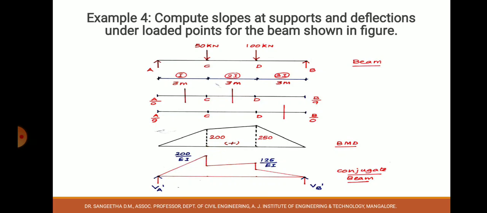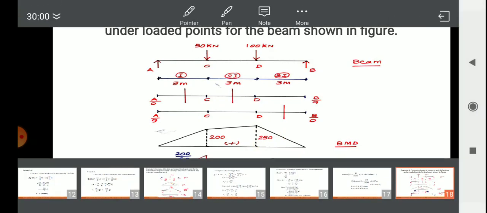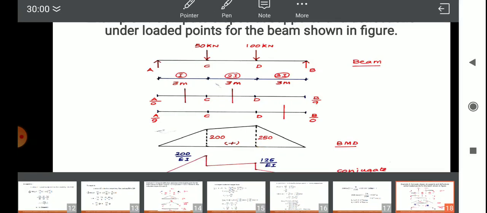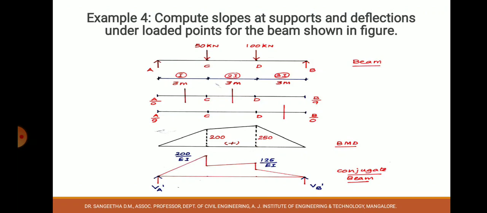And at VB dash, at point D, whatever M you have is 250, but at this point it is 3I, but here it is 2I. So 250 by 3I will be the down value, 250 by 2I will be the topmost value. So here there is a kink here, 250 by 2I will be the top value, and 250 by 3I will be the bottom value, and then it turns to 0. So this is your conjugate beam.